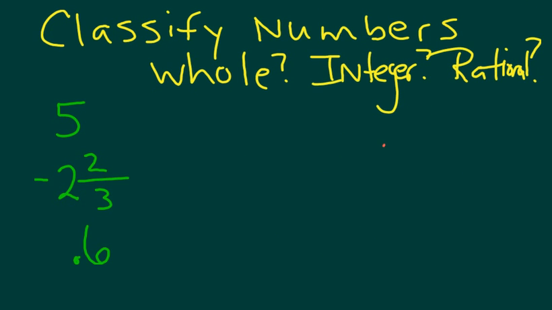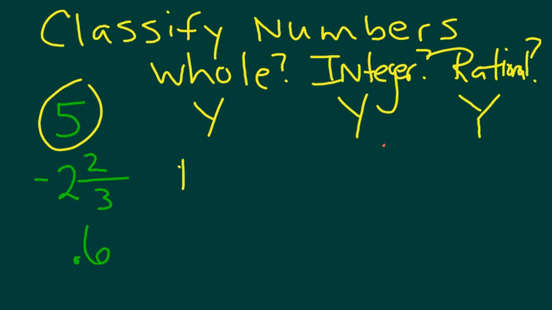Okay, now we're going to classify some numbers. Is 5 a whole number? Yes. Is 5 an integer? Yes. Is 5 rational? Yes. Is -2 2/3 a whole number? No. Is it an integer? No. Is it rational? Yes.